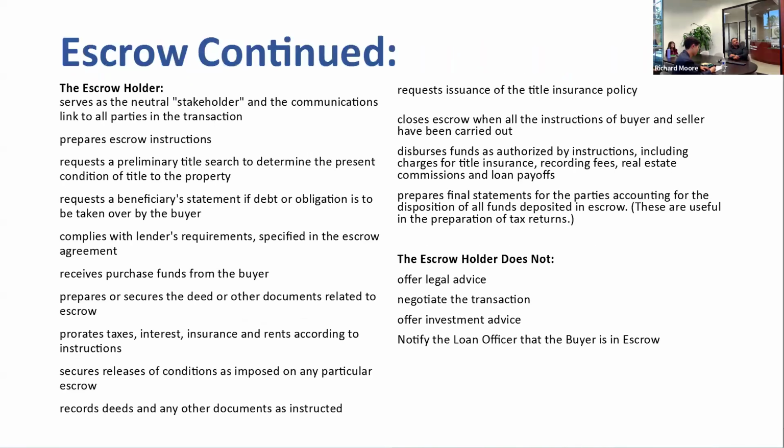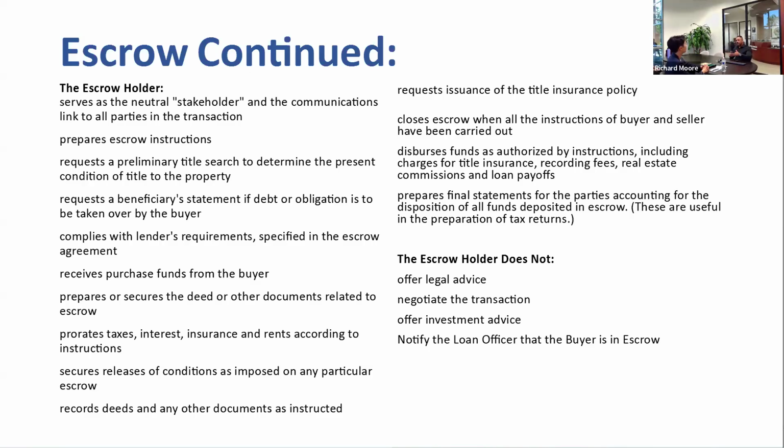These are things the escrow holder does, and also things they do not do. I'm not going to go through this whole list, but they act as a neutral third party. And just to summarize some of the stuff, they don't negotiate. So let's say the buyer calls the escrow and says, hey, can you tell the seller that I want them to reduce the price? Escrow doesn't do that. Or the buyer says, I want the sellers to pay for this, can you tell them? Escrow doesn't do that.